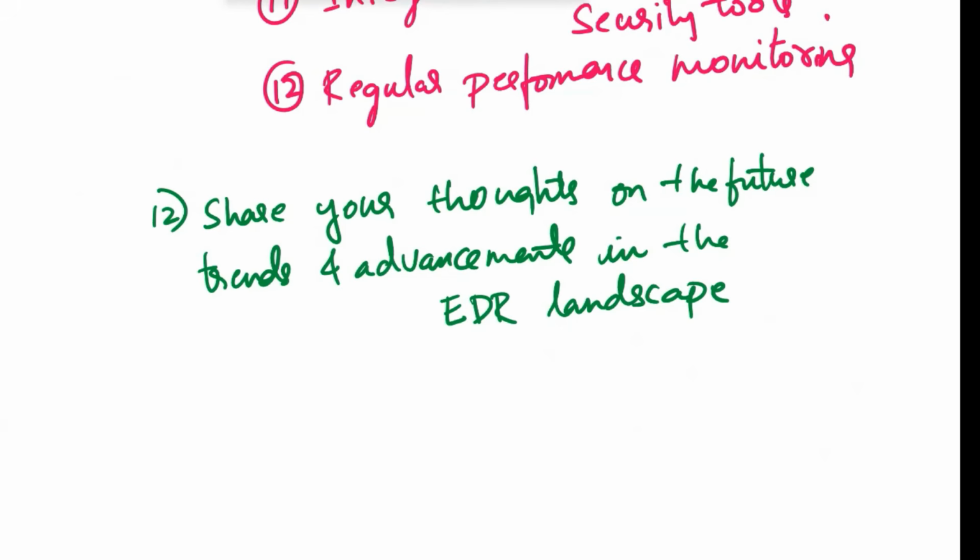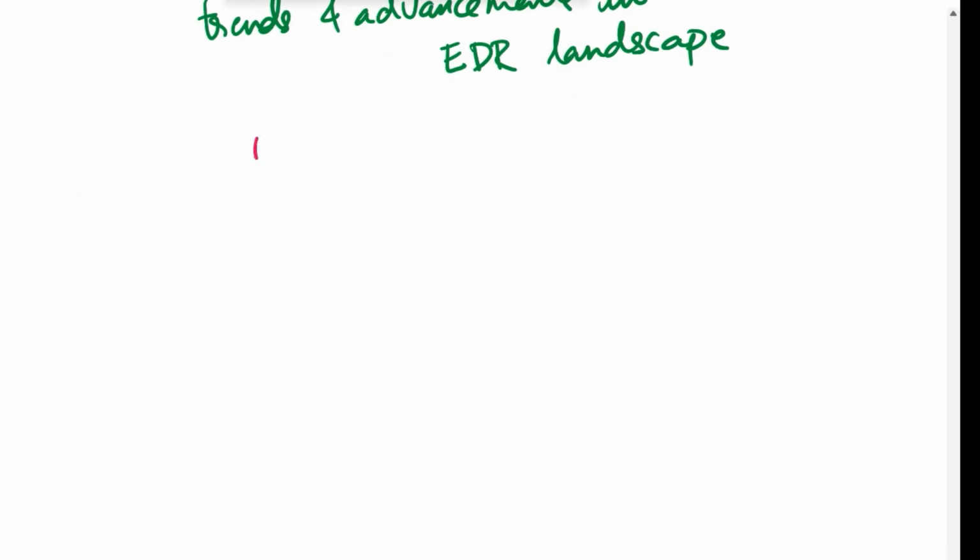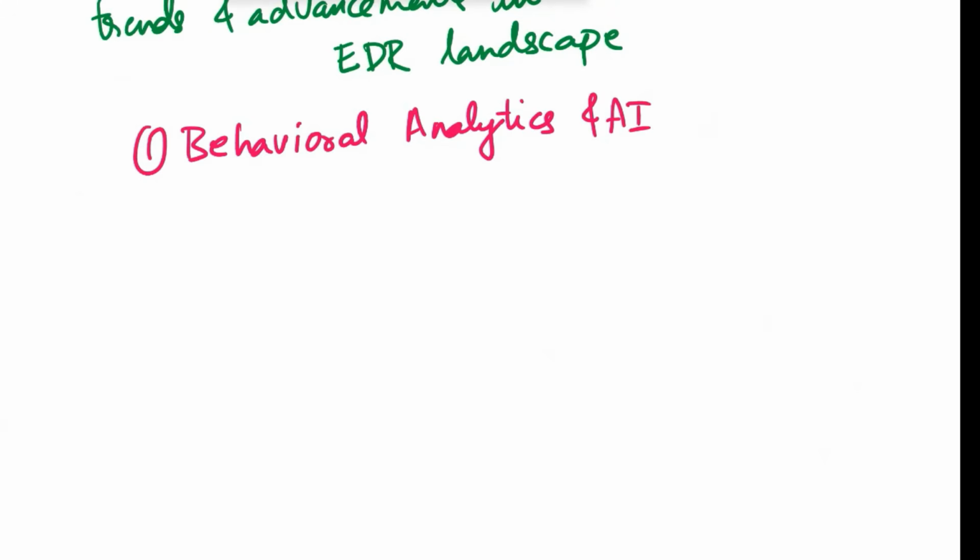The landscape of EDR is continually evolving as cybersecurity threats become more sophisticated and organizations seek more advanced ways to defend their endpoints. Let's see some points on future trends and advancements in the EDR landscape. The first one is behavioral analytics and AI. So, EDR solutions might increasingly rely on behavioral analytics and artificial intelligence to detect anomalous and suspicious activities.